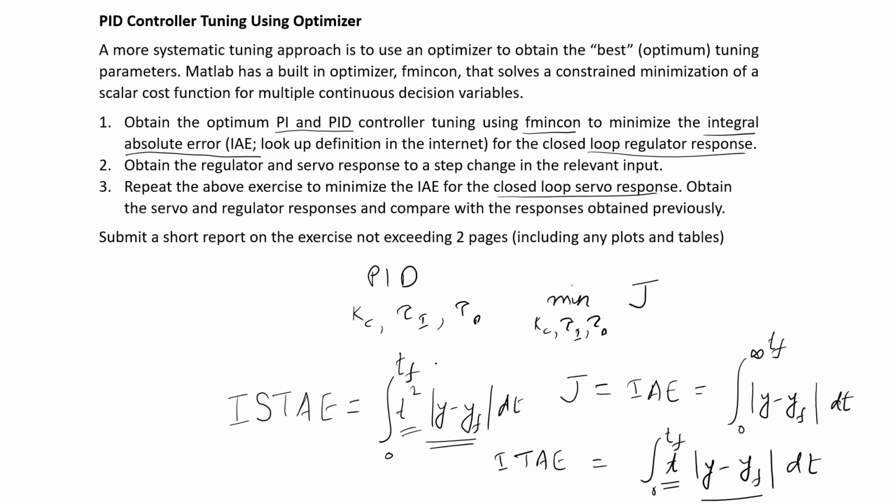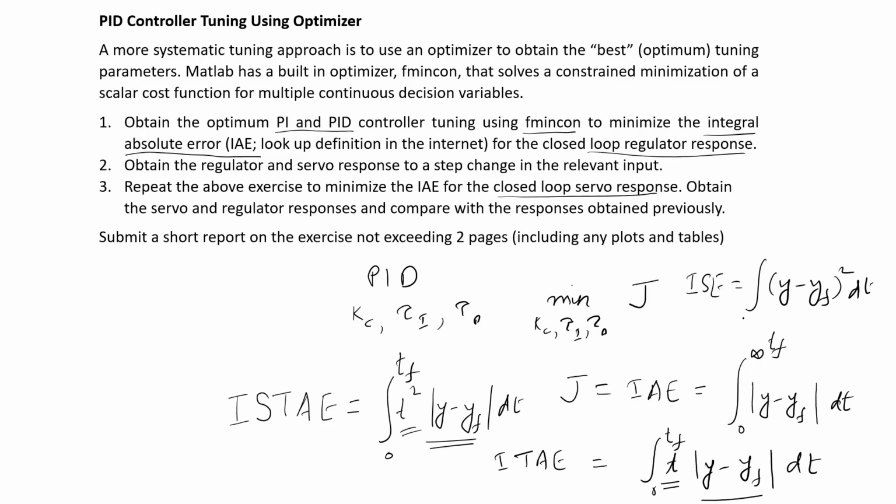Yeah, so these are just sample objective functions. You also have the ISE, integrated squared error, which actually is the integral of y minus y final, whole square, dt. This will give extremely aggressive tuning. So whichever of these objective functions gives us reasonable responses, that is what we will use.